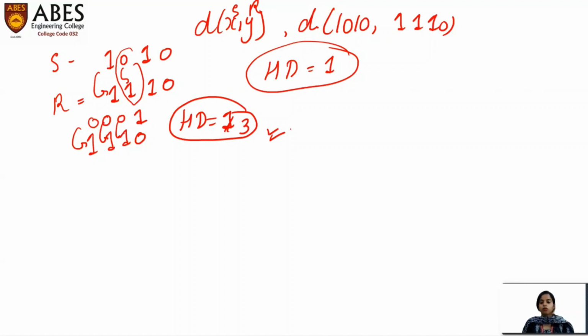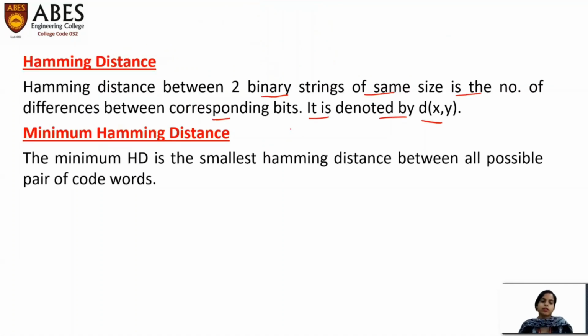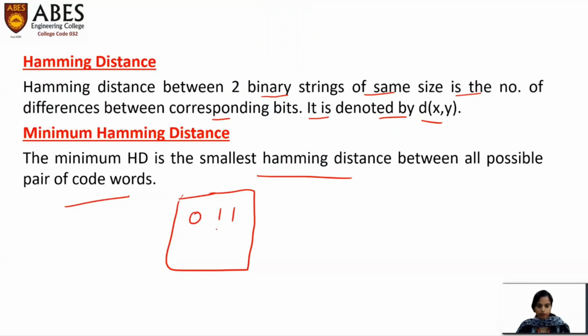Now moving forward to minimum Hamming distance. Minimum Hamming distance is the smallest Hamming distance between all possible pairs of code words. Let's understand this with a very simple example. Suppose we have 011 and 001. Suppose this is A and this is B.